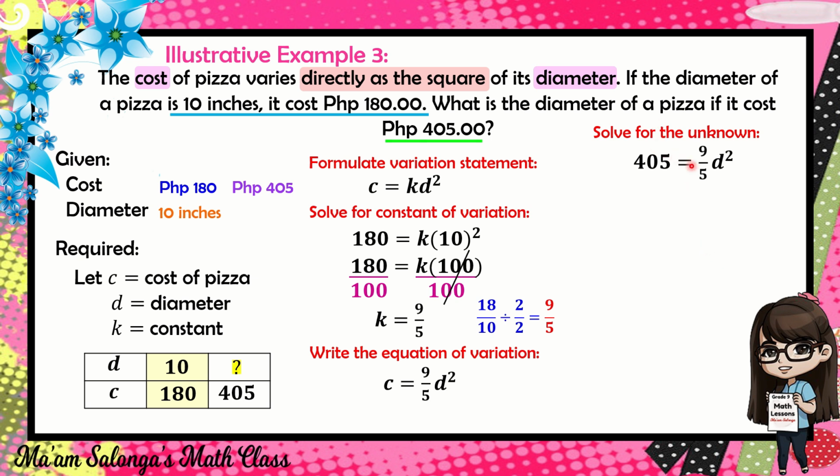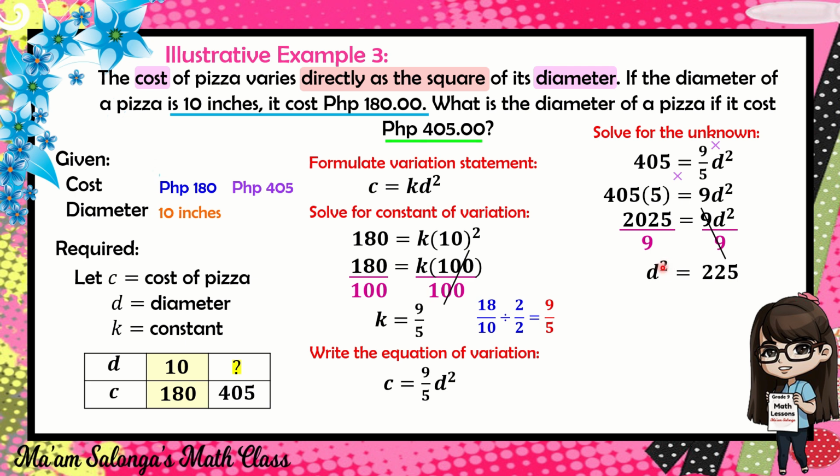So, we have 405 equals 9 over 5 D squared. Then, let's multiply 405 by 5 and 9 times D squared. So, we have 2025 equals 9D squared. Let's divide both sides of the equation by 9. So, cancel out ng 9 dito. Then, 2025 divided by 9 is equal to 225.